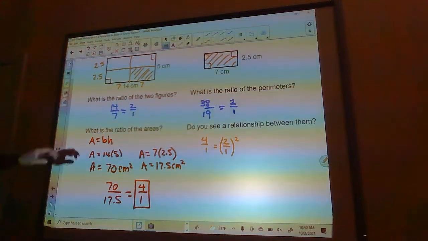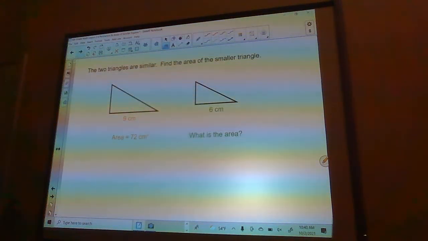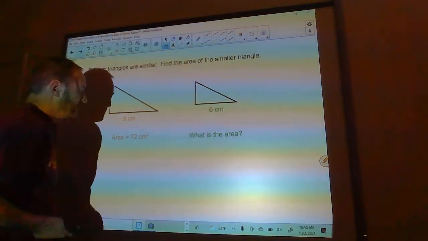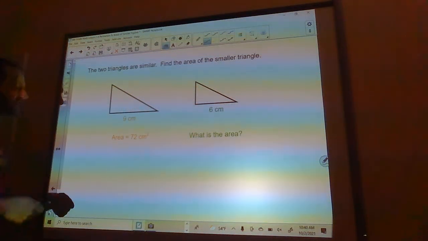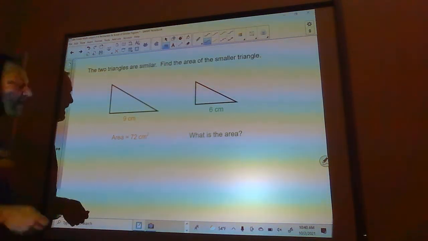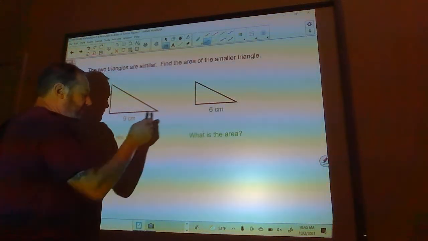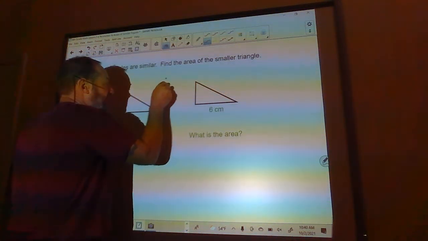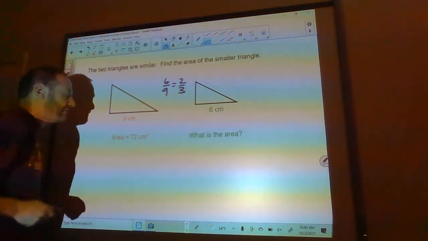All right. So the two triangles are similar. Find the area of the smaller triangle. Okay, now here's the problem. I don't know the heights. Okay, but I do know the area of this one. The area of this one's 72 square centimeters. And I know two sides that go together. So I know that this one is 6/9 or 2/3 the size of that one.